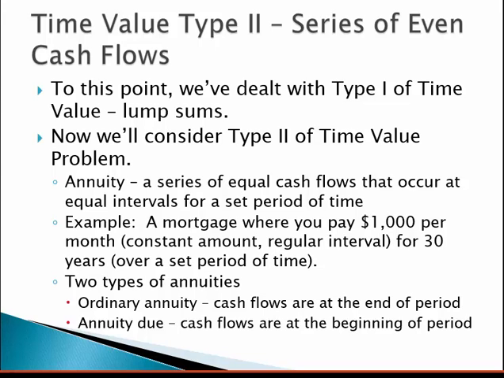Now there are two types of annuities, and they're differentiated by when the cash flows occur, the timing of the cash flows. So an ordinary annuity, and this is what we'll be dealing with for most of our problems, most of our questions. An ordinary annuity is when the cash flows occur at the end of the period. An annuity due is an annuity where the cash flows occur at the beginning of the period, and that has some implications for the value of those annuities, and we'll look at that here in a few minutes.